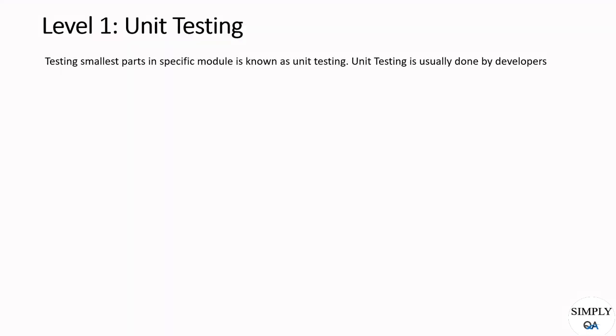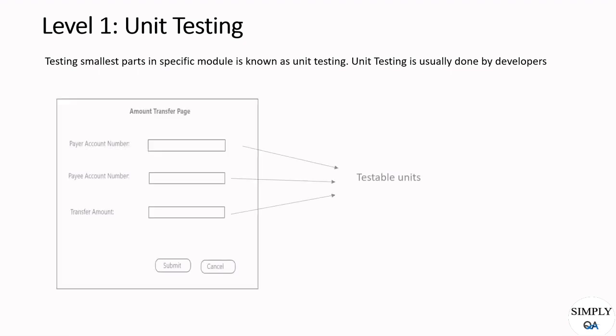Let's see our first level of testing, that is unit testing. So if we take an application, the application will consist of many modules, and in each module there will be many smaller units. And testing those smaller units in a specific module is known as unit testing. Let's see it with an example. Throughout this session, I will be taking the example of online banking, and I will try to cover all the four levels of testing with the same example.